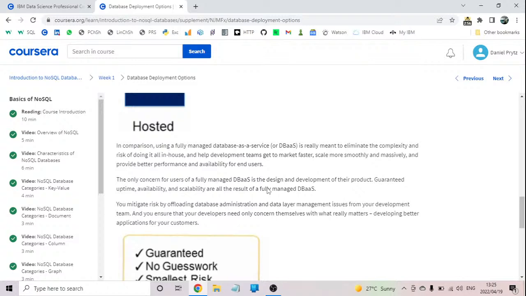All right, so DBAS, in comparison, using a fully managed database as a service, or DBAS, is meant to eliminate the complexity and risk of doing it all in-house and help development teams get to market faster, scale more smoothly and massively, and provide better performance and availability for end users. The only concern for users of a fully managed DBAS is the design and development of their product. Guaranteed uptime, availability, and scalability are all the result of fully managed DBAS. You mitigate risk by offloading database administration and data layer management issues from your development team, and you ensure that your developers need only concern themselves with what really matters, developing better applications for customers.